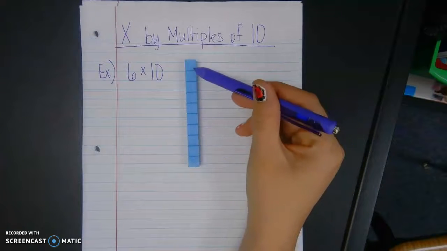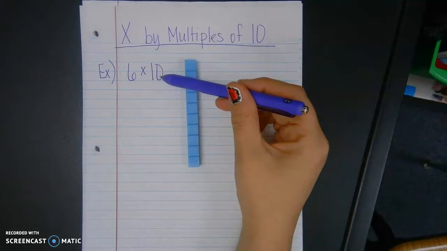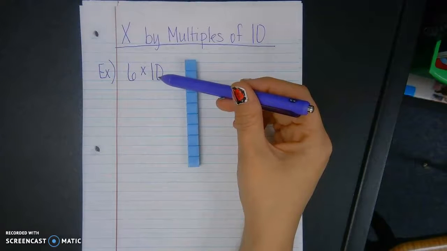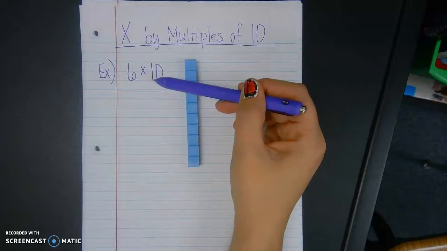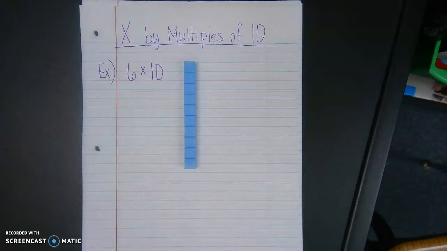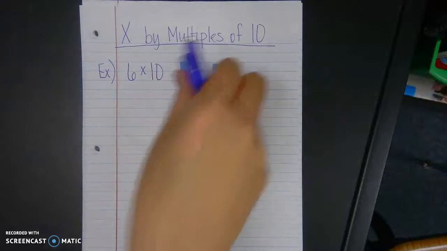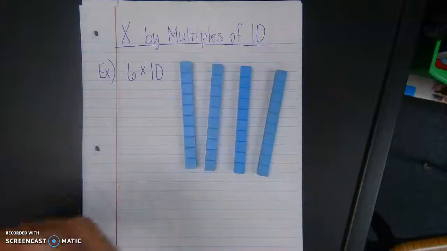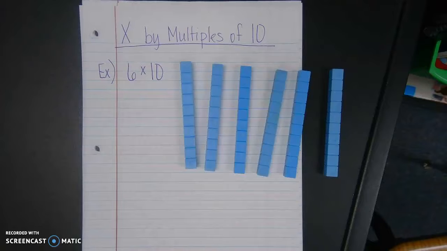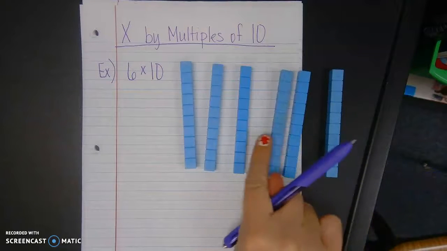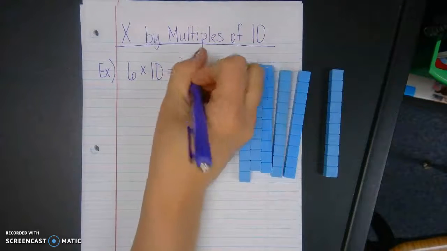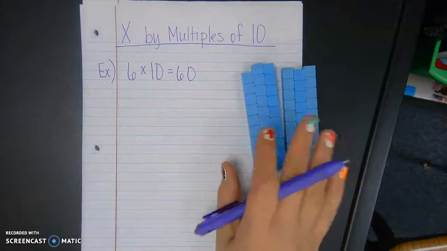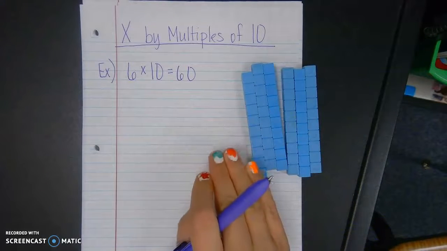So this is one group of 10. When we're multiplying, we're looking at multiple groups of a number. Here, we're looking at 6 groups of 10. So I would need 6 of these to represent this problem. So 2, 3, 4, 5, 6. There's my 6 groups. Now I can just skip count by 10s to get my answer. 10, 20, 30, 40, 50, 60. So this equals 60. And some of you might already have known that, but I want you to see the easier problems so you understand the harder ones when we get there.